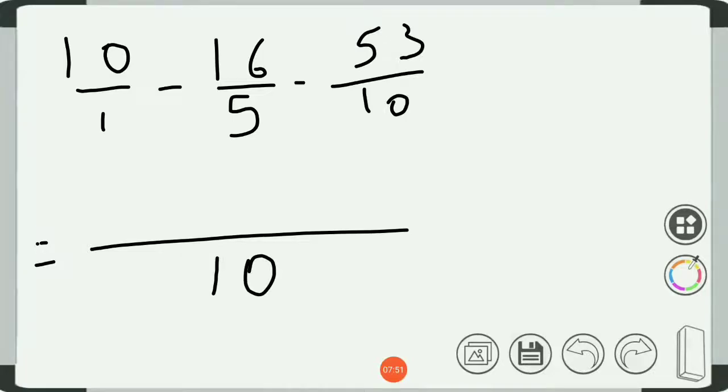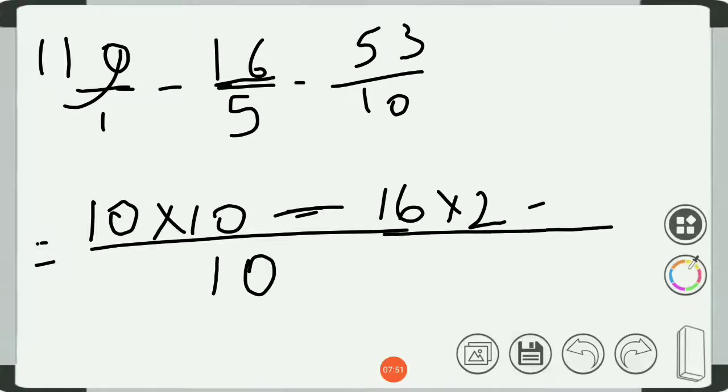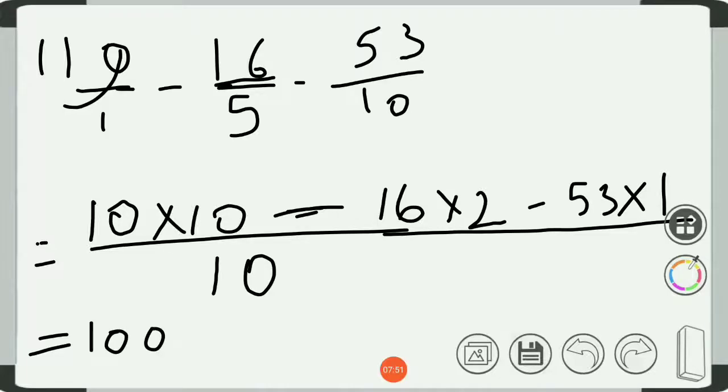10 goes in 1's table, yes, 10 times. Multiply that 10 with the numerator. It means 10 multiplied by 10. Put the minus sign here. 10 goes in 5's table 2 times. Multiply that 2 with the 16. 16 multiplied by 2, minus, 10 goes in 10's table 1 time. Multiply that 53 with 1. So you got 100 minus 32 minus 53 upon 10.